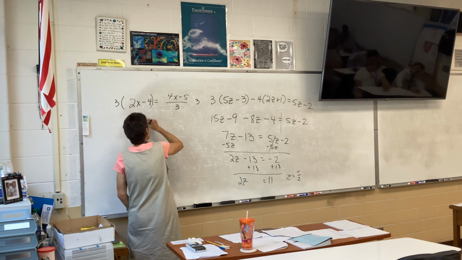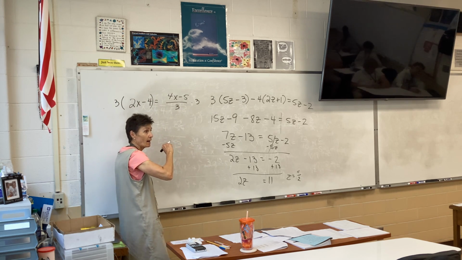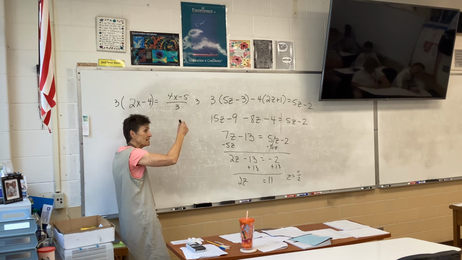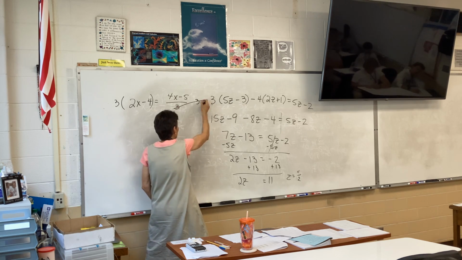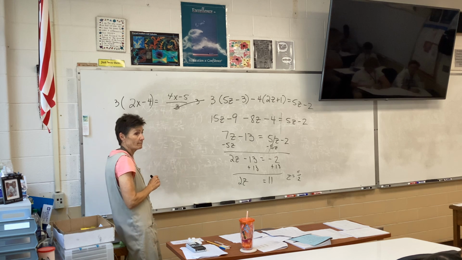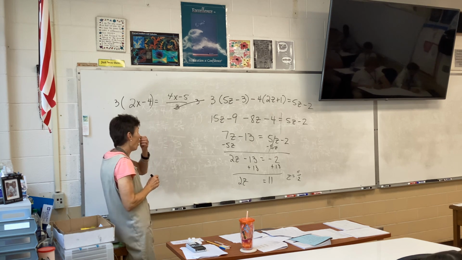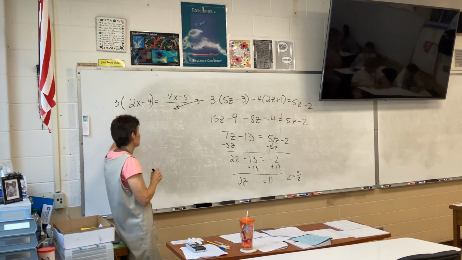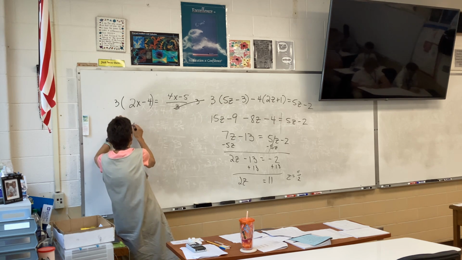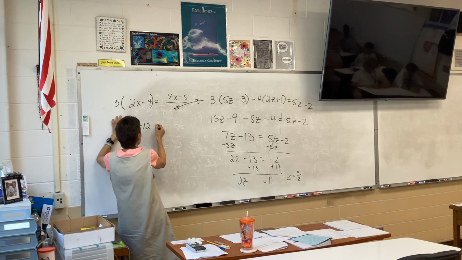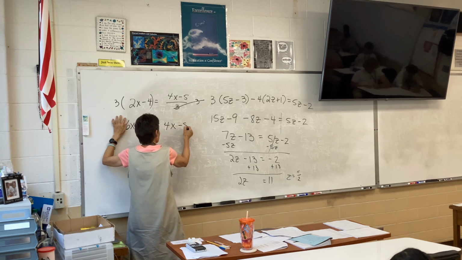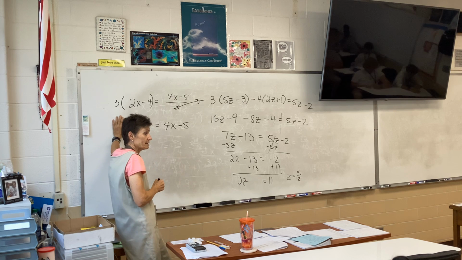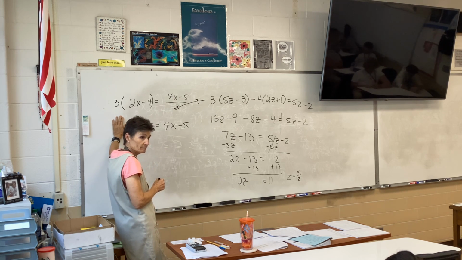Now, when we do that, guys, the reason he did that was to get rid of the 3. It's gone on that side. Over here, we have to do a distributive. So 6x minus 12 equals 4x minus 5. Now look at that. Does that make sense to you?